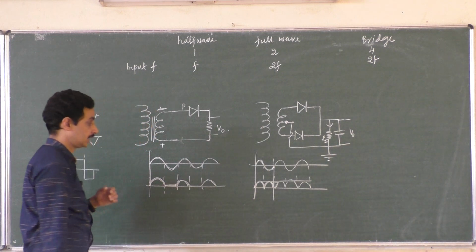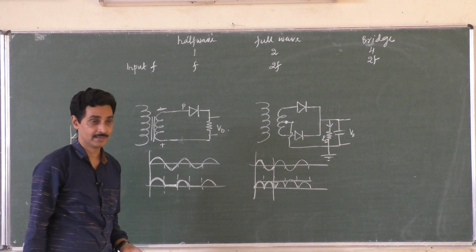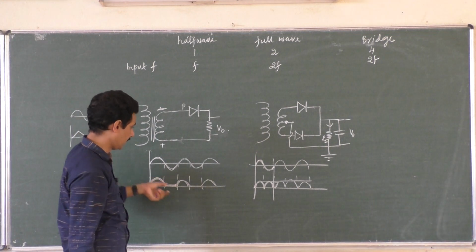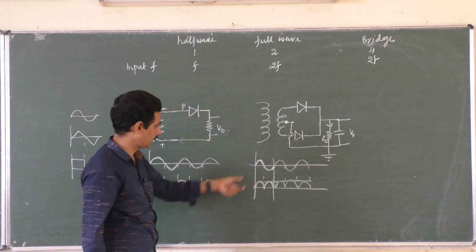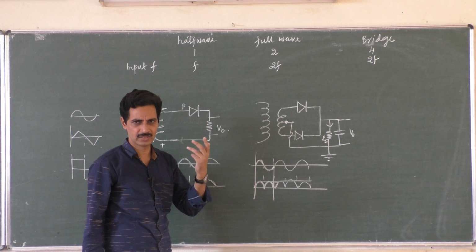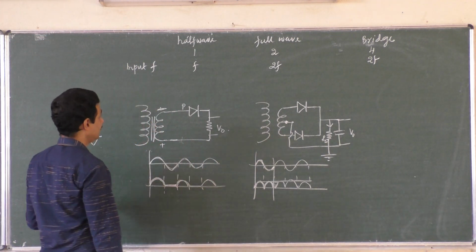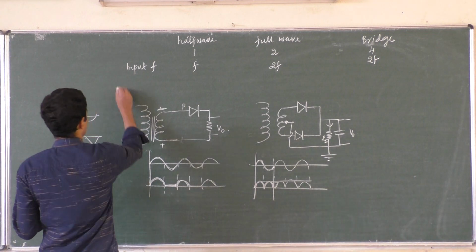And what about the output voltages? The peak values are the same, peak value of input and output. There may be a small variation because of the diode drop in voltage, cut-in voltage and all, but almost the same. Then what about the average value of output?